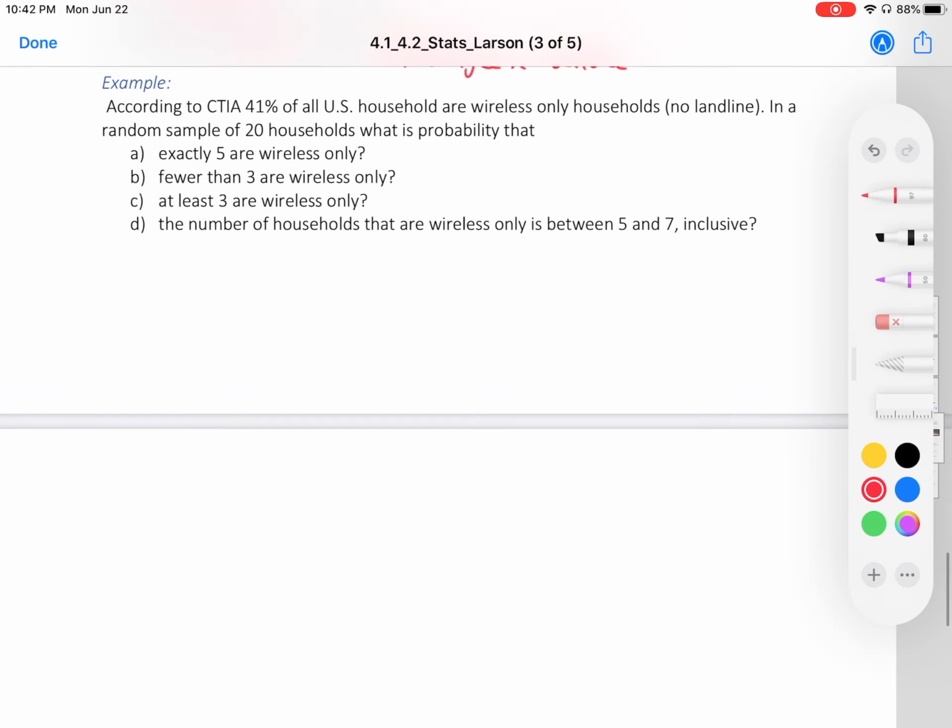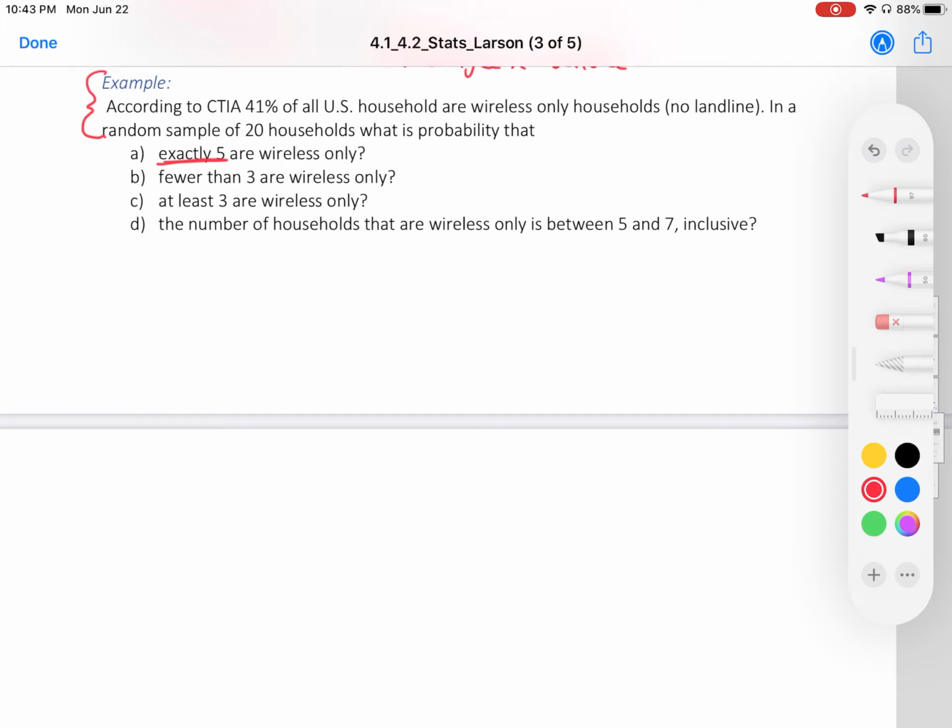Let's do an example. According to CTIA, 41% of all U.S. households are wireless-only households, no landline. In a random sample of 20 households, what is that probability? Now, something we missed out on is if we were in class, I would ask you, hey, how many of you have a landline? And as years have passed, I see that less and less students have the landline. So even though we have these texts and they're updated and there's new additions, within these years, the numbers have changed. So A, find the probability that exactly 5.